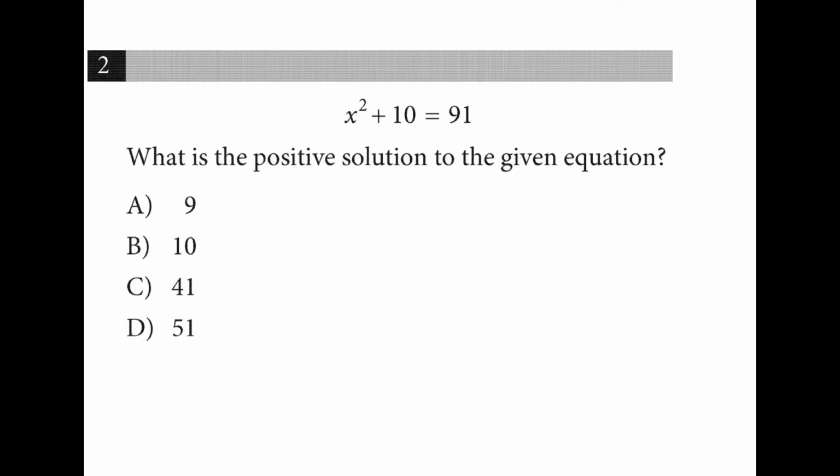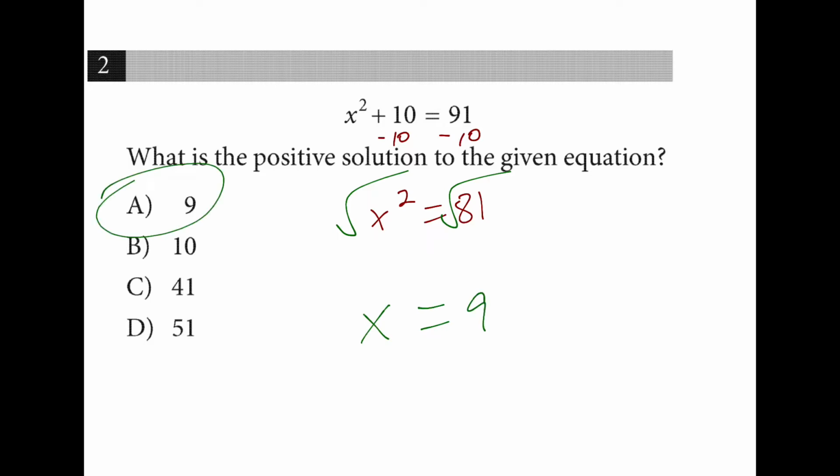To solve for x squared, I need to get it by itself, so I'll subtract 10 from both sides. I have x squared is equal to 81. At that point, to cancel out the square, I'll take a square root of both sides. On the left, everything cancels out. On the right, I have 9. Plus or minus 9, but they want the positive solution.